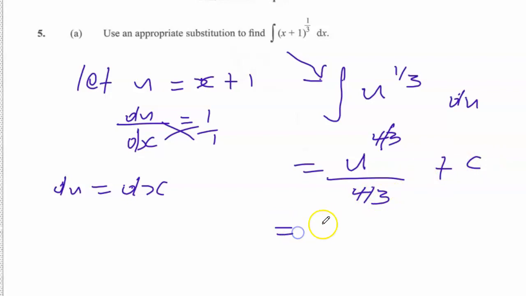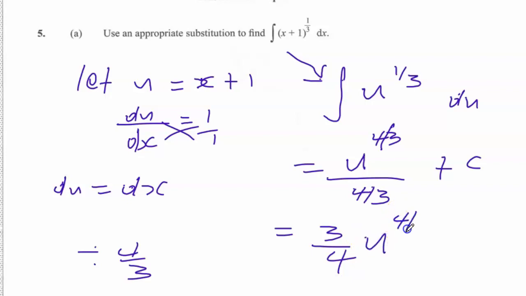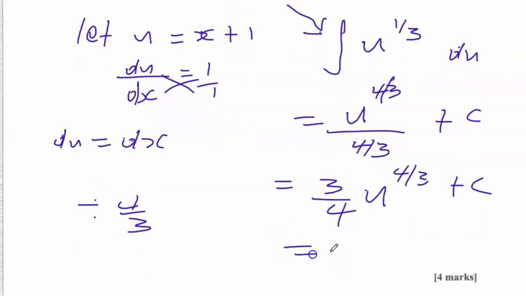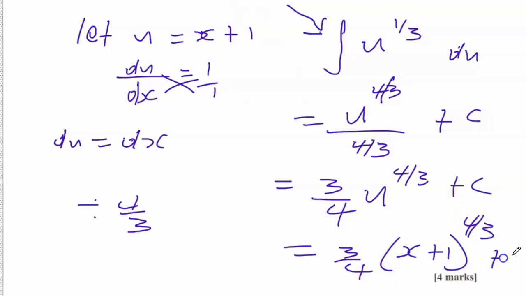Now dividing by 4/3 is same thing as multiplying by 3/4. So that's 3/4 u to the 4/3 plus c, and then I just replace u back with x plus 1. So this becomes 3/4 times x plus 1 to the 4/3 plus our constant.